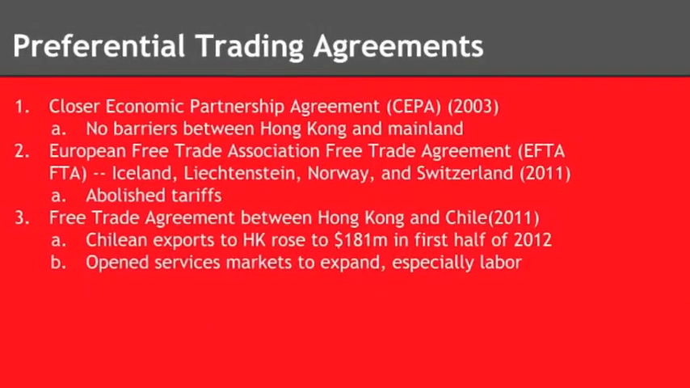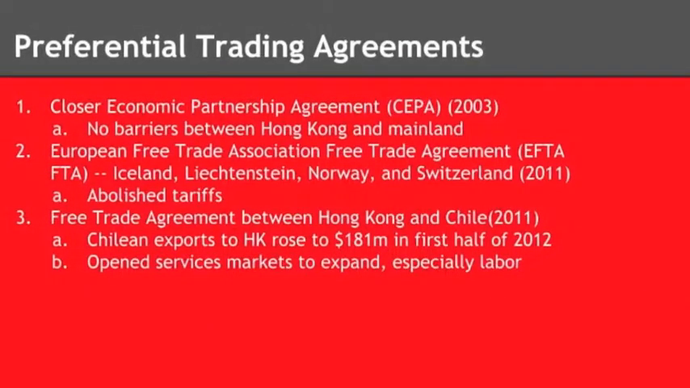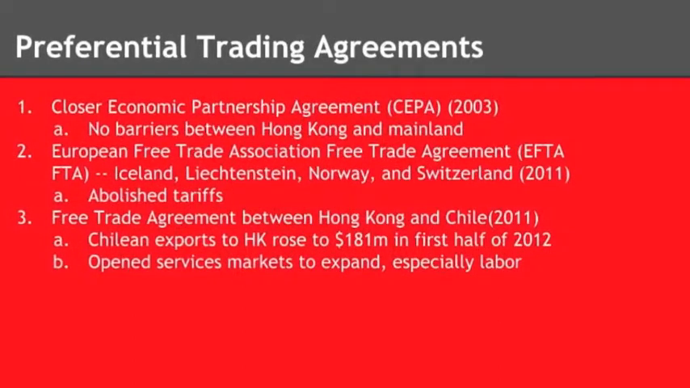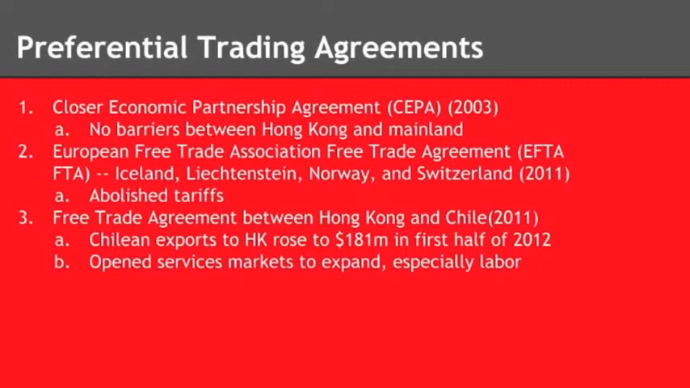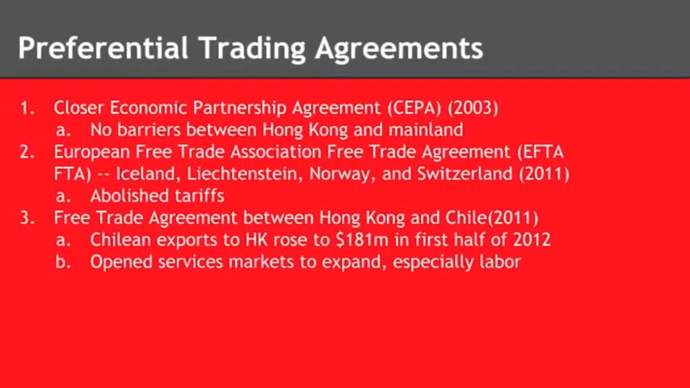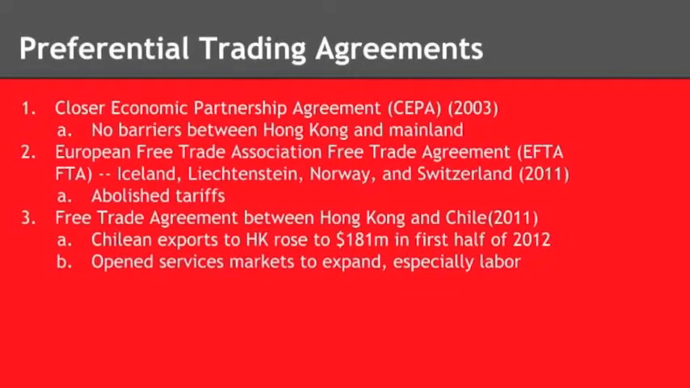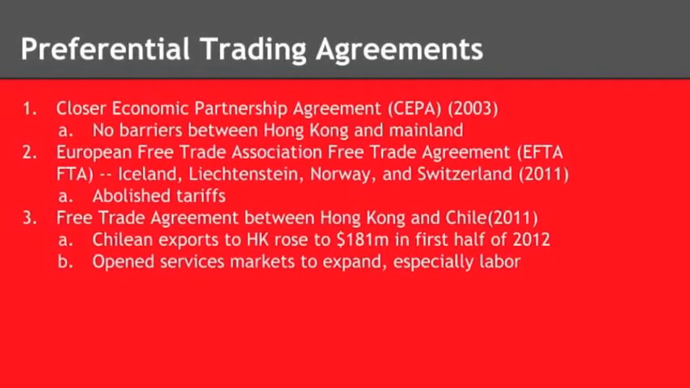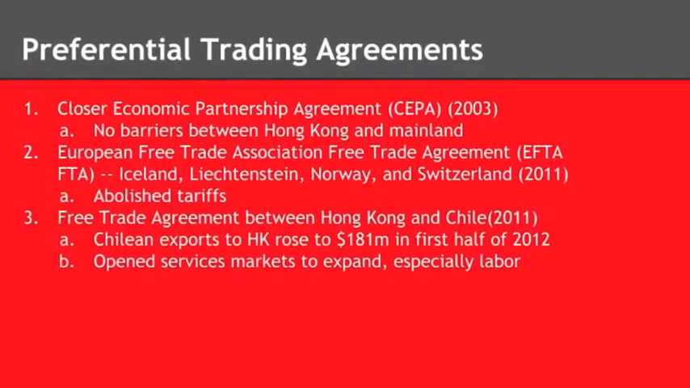Hong Kong is affected by 3 major trade agreements. The first, the Closer Economic Partnership Agreement, fully opens trade between Hong Kong and mainland China. This gives Hong Kong access to a large Chinese market, and it gives mainland China unrestricted access to one of the most important ports in the region.